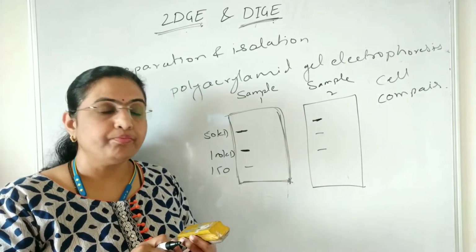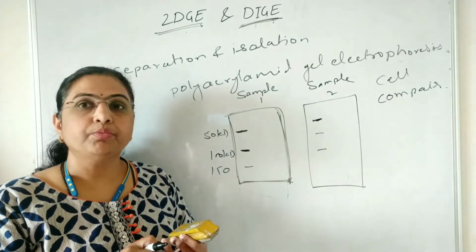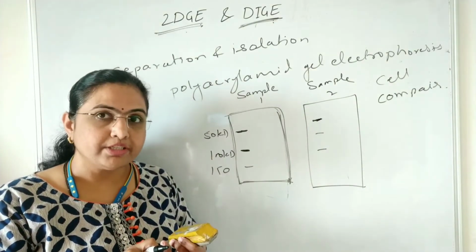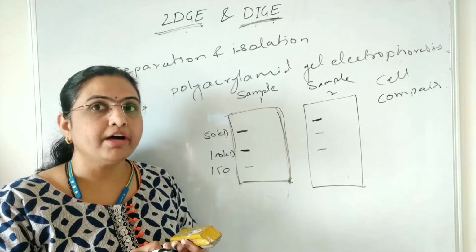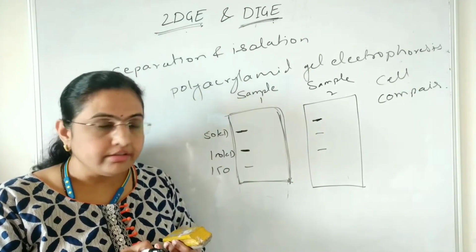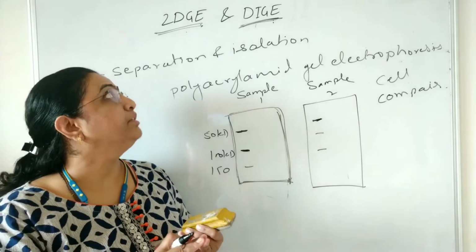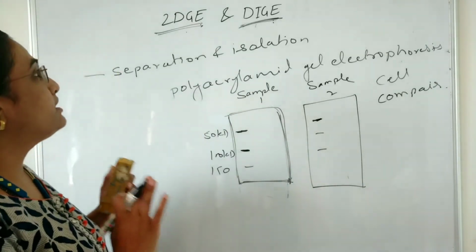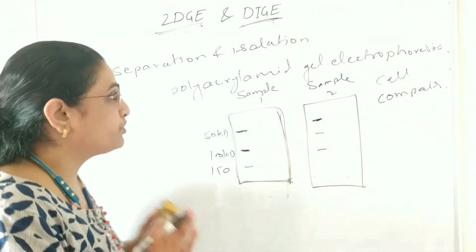Next, you can have the protein expression profiling of the cells. You can compare the two types of cells, and you can find out the biomarkers of the disease condition by using two-dimensional gel electrophoresis. So this is regarding two-dimensional gel electrophoresis.